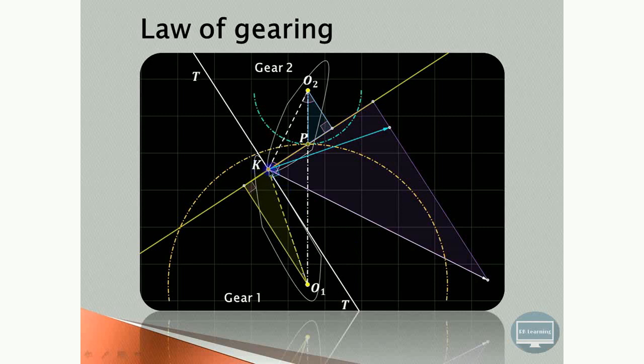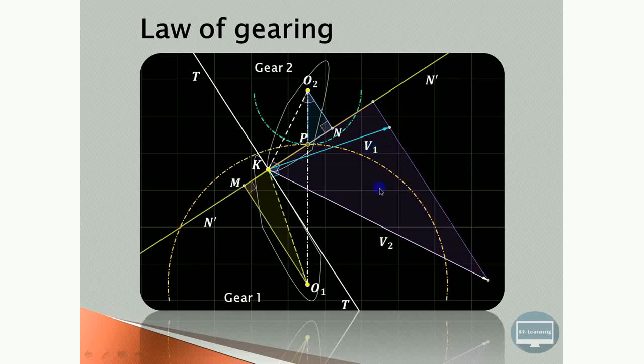Now draw a tangent passing through this particular point K. So T is the tangent passing through this point of contact of the two meeting gears. Similarly, draw a common normal passing through this point K, that is n dash, and it must also pass through this pitch point P. Now draw perpendiculars: O1M is perpendicular to this common normal n dash. Similarly, O2N is also perpendicular to the common normal n dash.